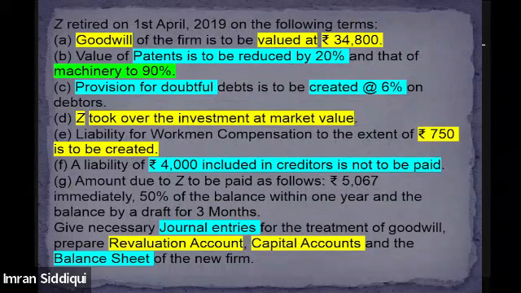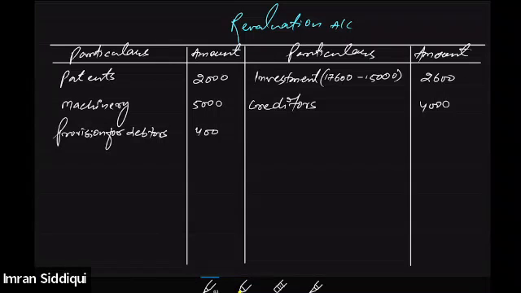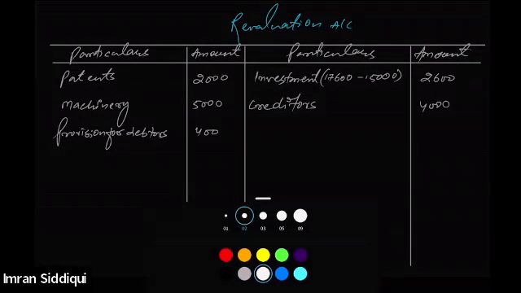Then adjustment G, it says amount due to Z to be paid as follows. So this adjustment is regarding the payment to Z. We will be considering this adjustment at the end of this question. Right now, this point is of no use for us. We won't be doing anything about this as of now. We will be coming back to adjustment G later. All right, is that clear to you? Yes, sir.